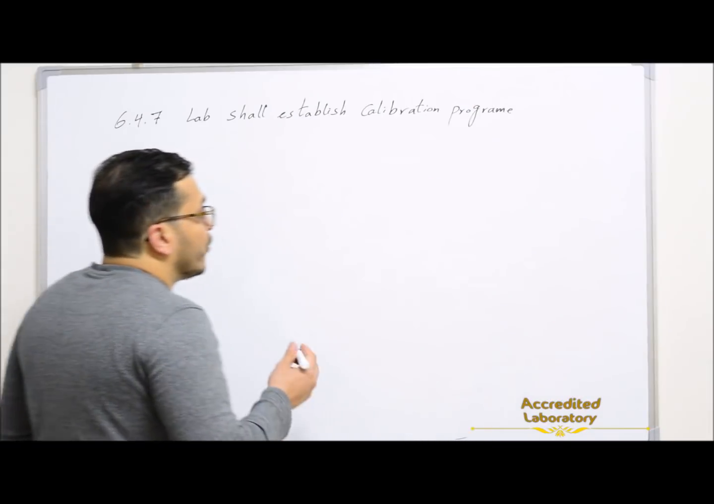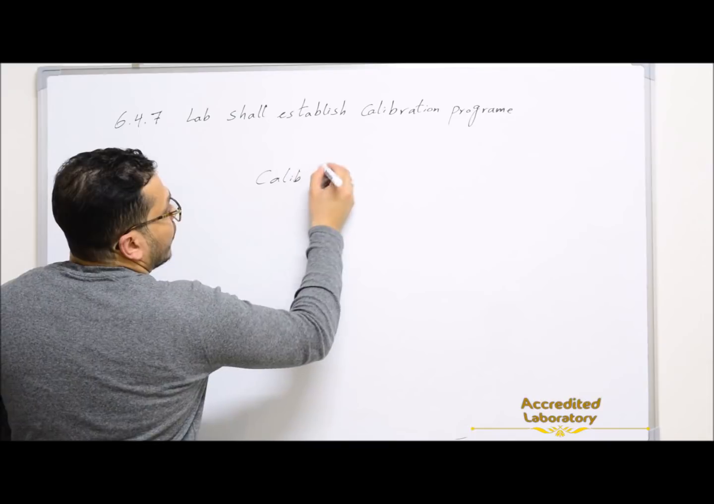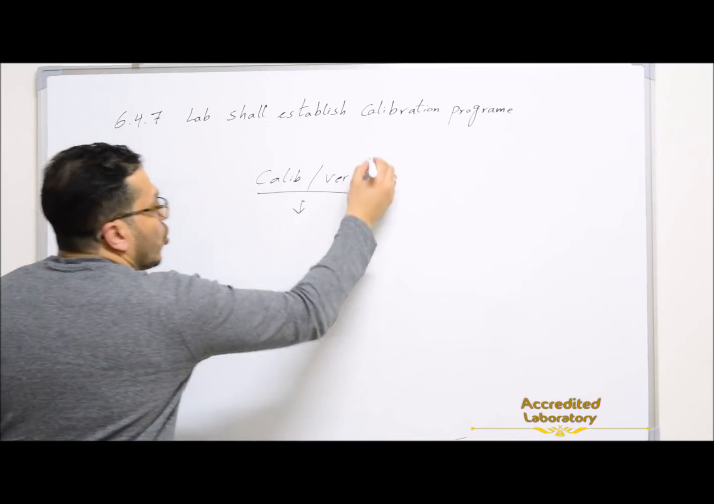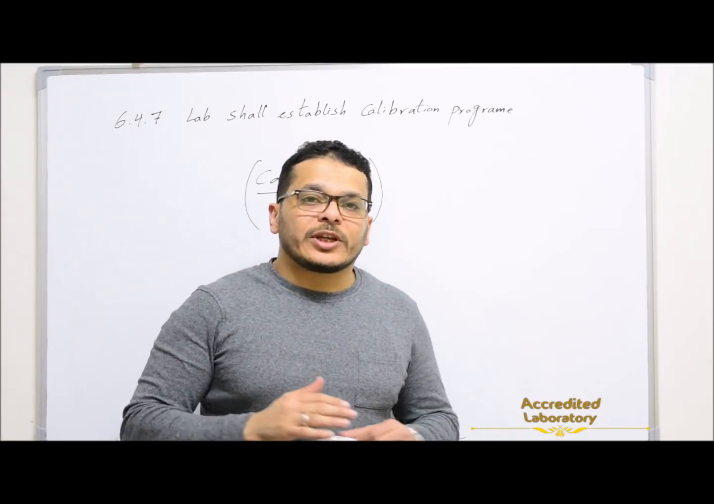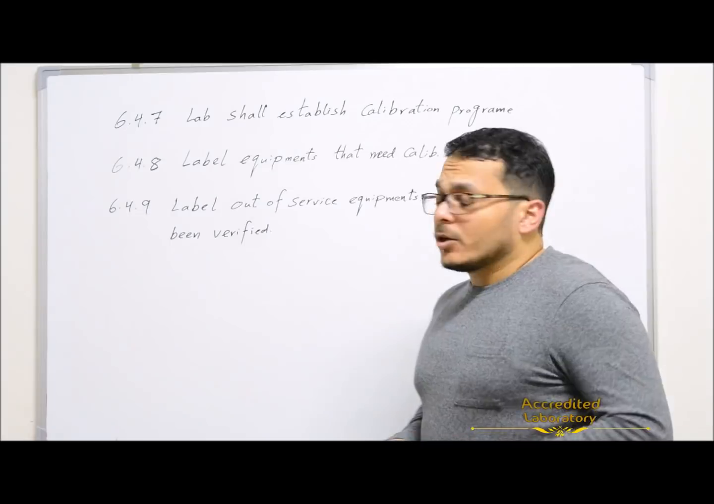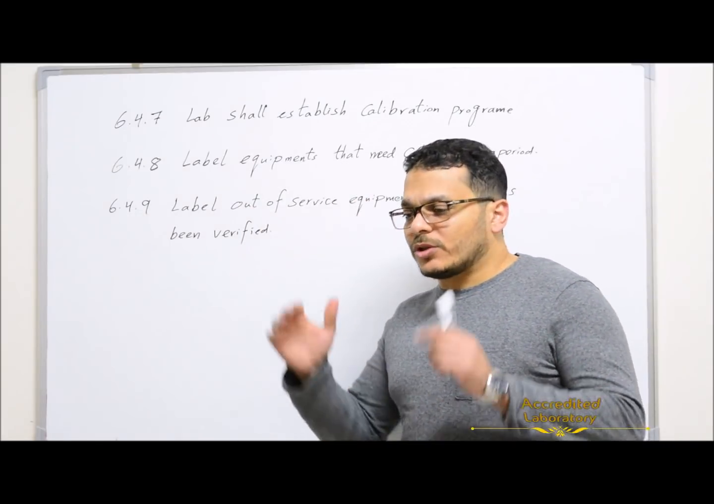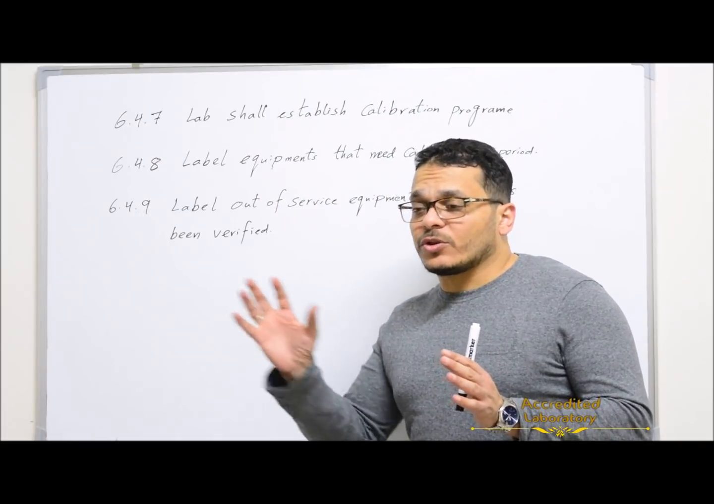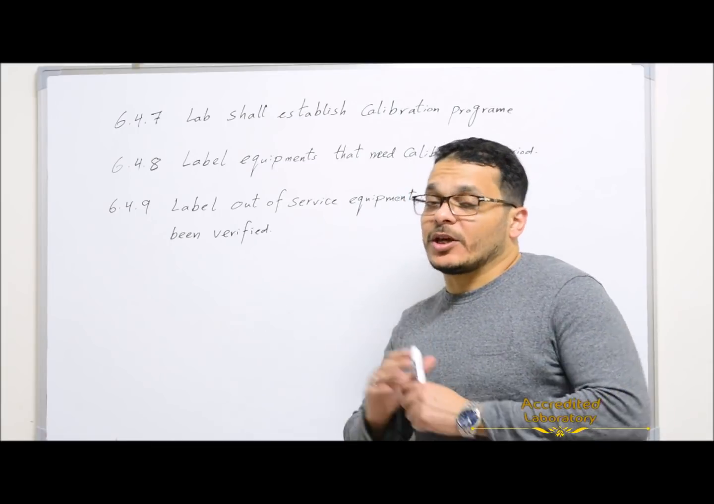So you should have a calibration program with forms also. You should have calibration and verification forms to record all data for calibration and verification for all equipments inside your lab. You should also label equipments that need calibration within a period. You should have a label specific for calibration on these equipments, showing that this equipment should be calibrated in this period.